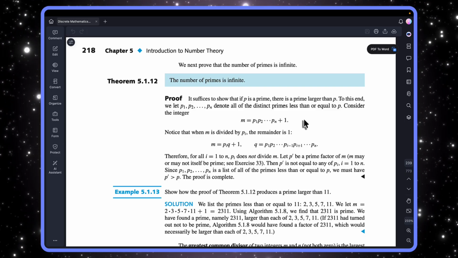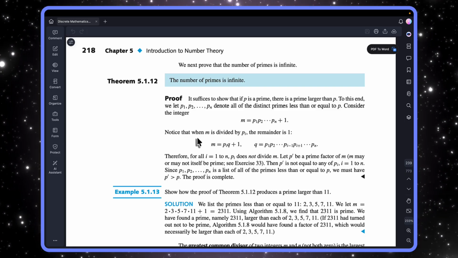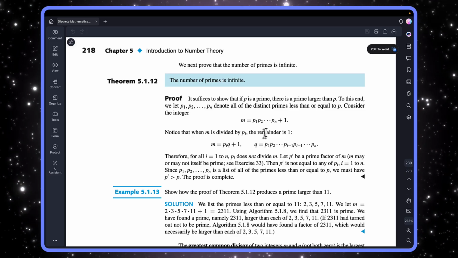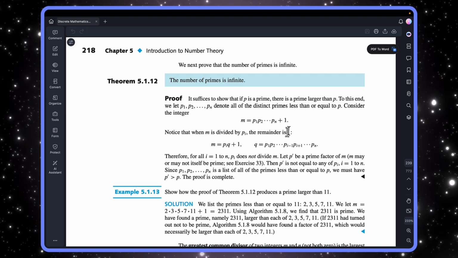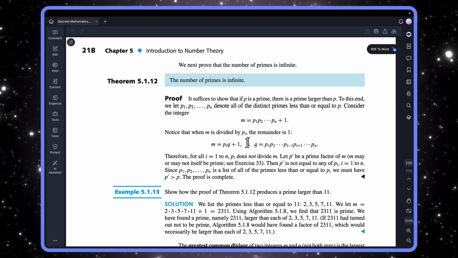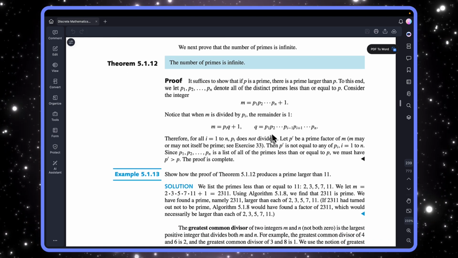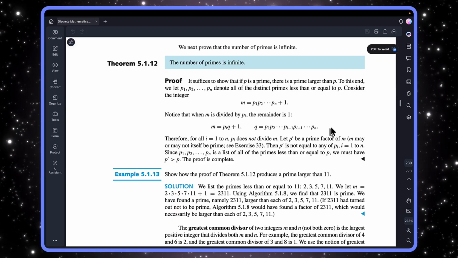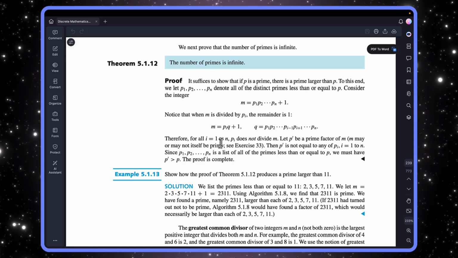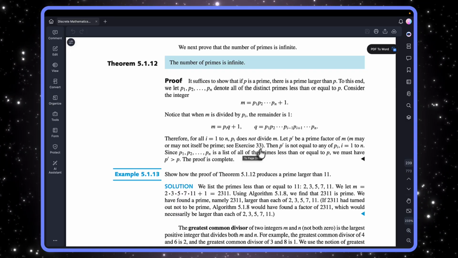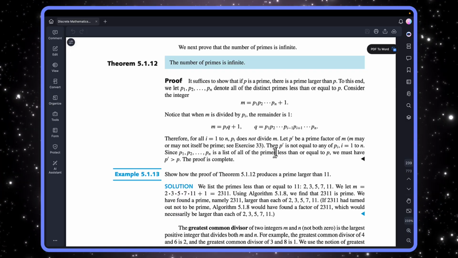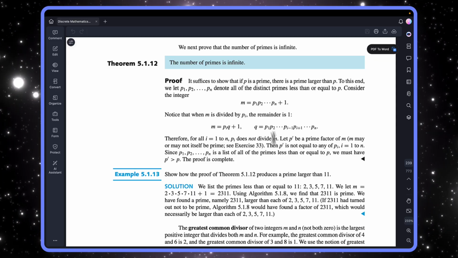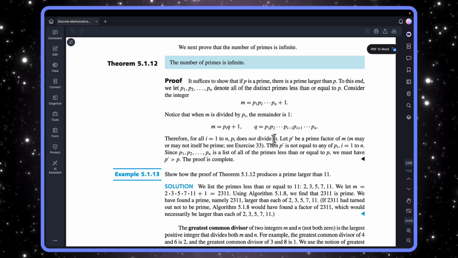Now, note that when m is divided by P1, the remainder is 1, right? Yes, that makes sense. Just do it and then you'll see. And the quotient is equal to P2 through Pn. Therefore, for all i equal 1 to n, P sub i does not divide m. Okay, so what does that say? That says that no matter which prime we choose less than or equal to P, it doesn't divide m. Well, that's a contradiction, right?